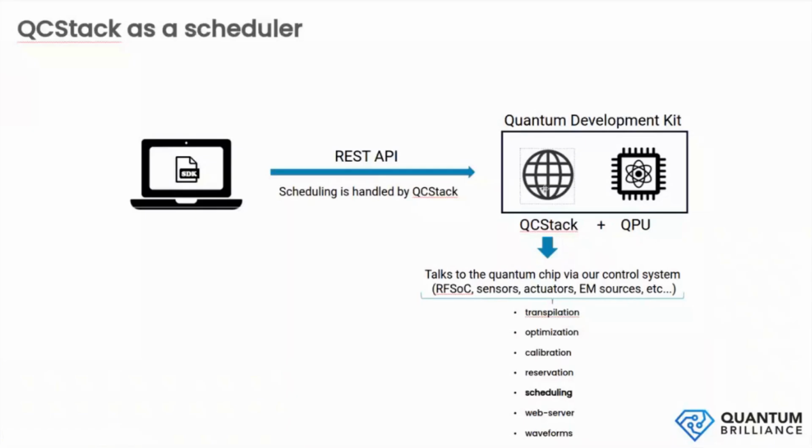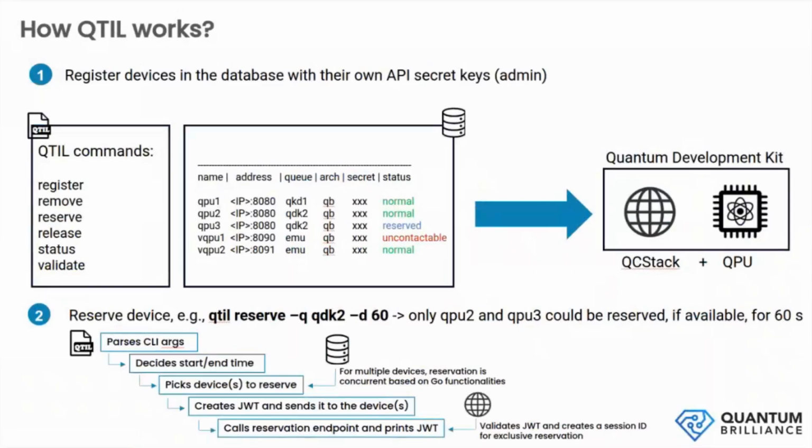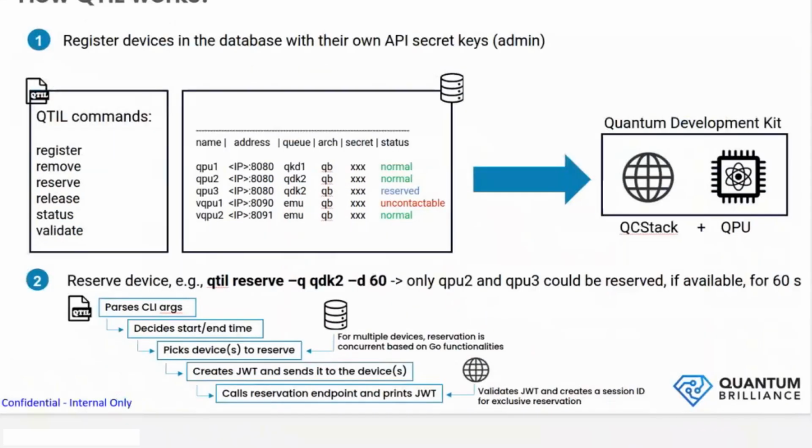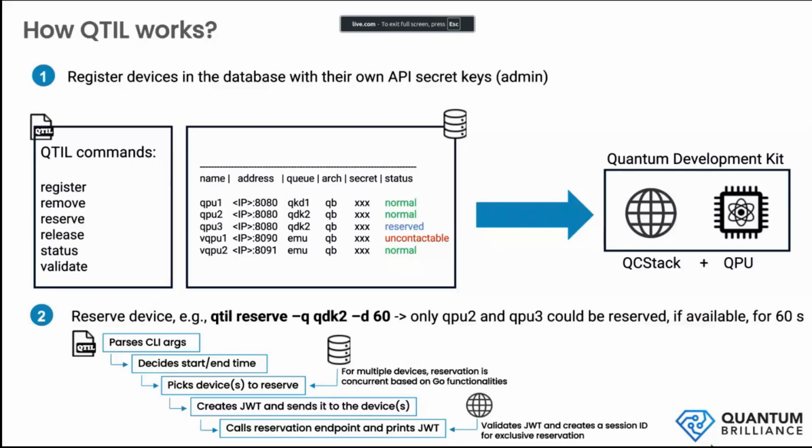And for the qtl, when you say reserve -q and then you specify that queue name like QDK2, here you're not really specifying I want one QPU or two QPUs. Is it just defaulting always to one QPU? No, actually, you can choose multiple QPUs at the same time. It's just that I made a simple example. We have additional flags for the number of QPUs that you want to reserve.